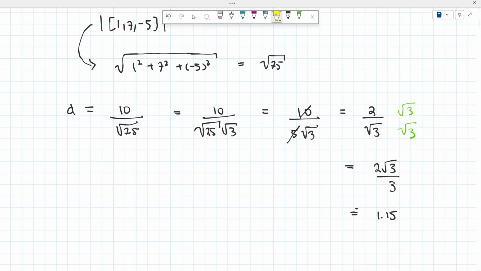So these last few steps over here were just additional simplification steps. Some people prefer not to have radicals in the denominator, so you can rationalize it by multiplying the numerator and the denominator. And that gives us 2 root 3 over 3, which is approximately 1.15. And that is the shortest distance between two skew lines.